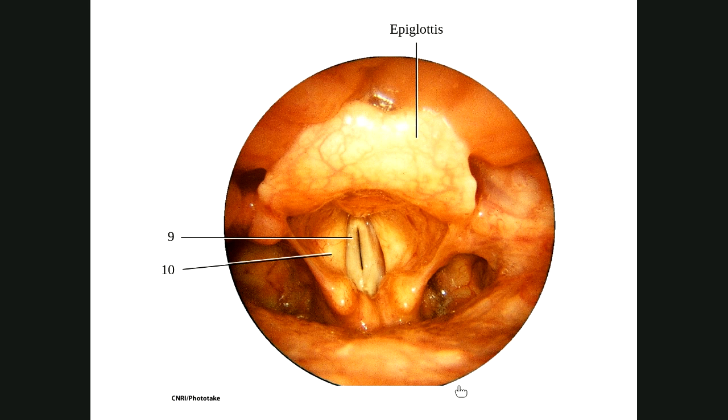And that's it. Again, here's the epiglottis. See the epiglottis? So the epiglottis, here's the glottis. The epiglottis is supposed to cover the glottis. So that means that food goes where food needs to go and air goes where air needs to go.